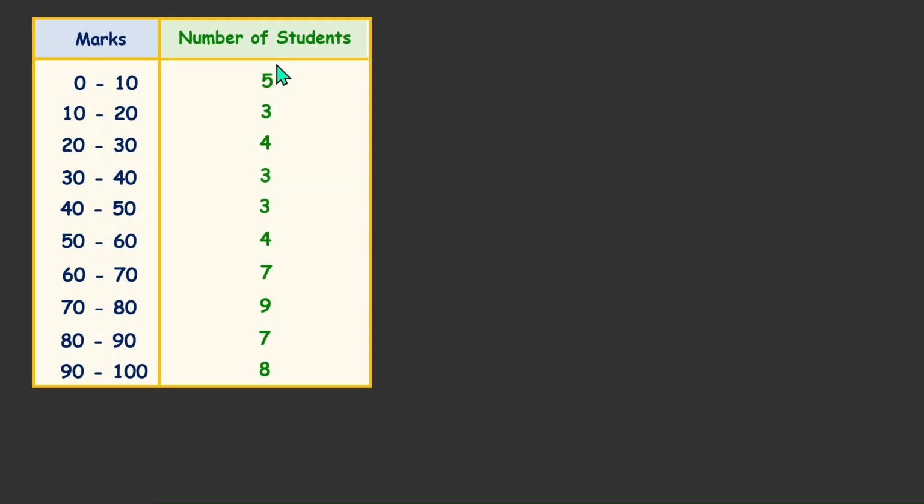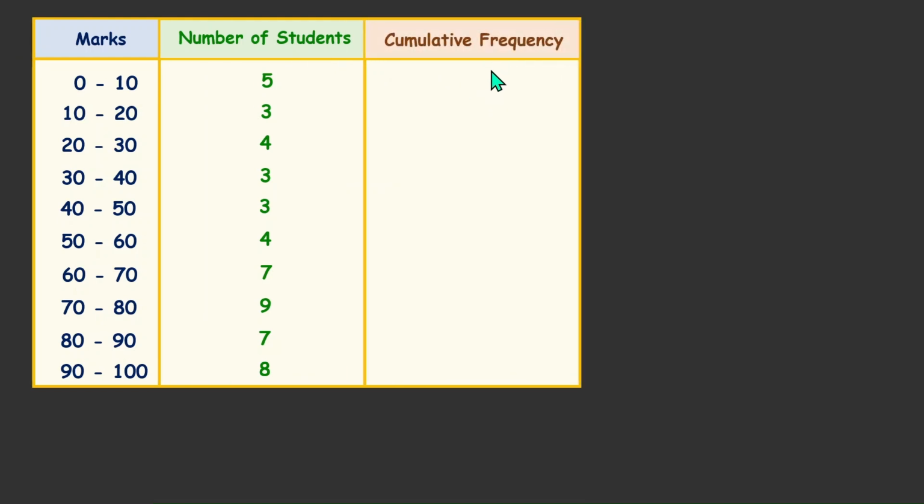So for a cumulative frequency distribution, the first thing we need to do is find the cumulative frequencies. So let's do that. Let's add a column, cumulative frequency, and let's one by one calculate the cumulative frequency. So for this class 0 to 10, it would be 5.